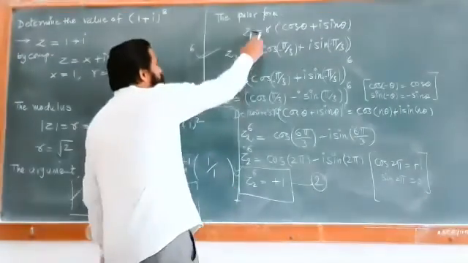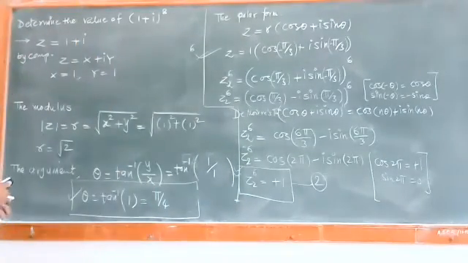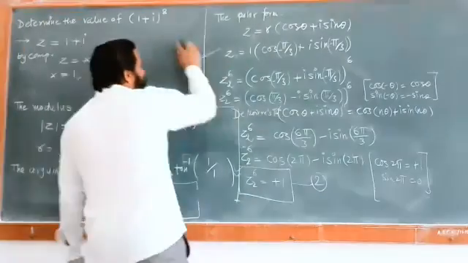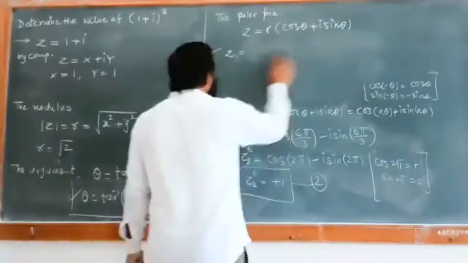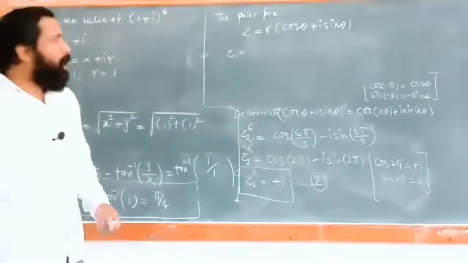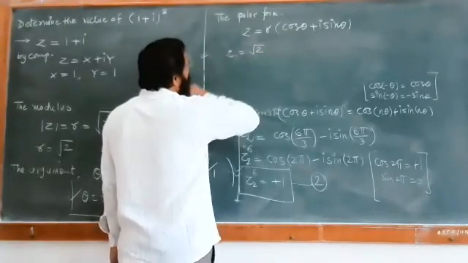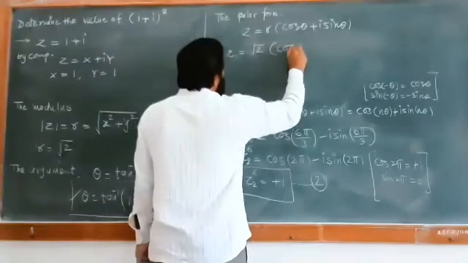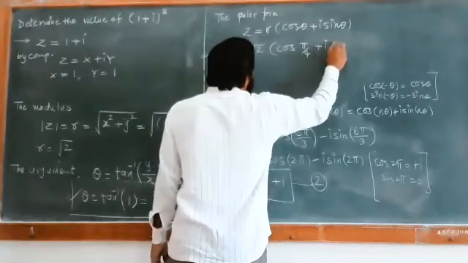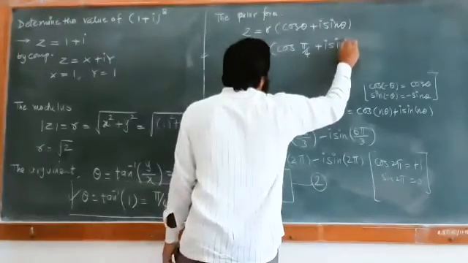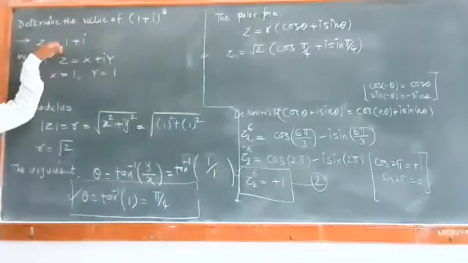So what is our polar form? The polar form is like this. We have z is equal to r into cos of theta plus i sin theta. So I can just put the values, and I can write the value of z as z is equal to r, what is r? That is nothing but root 2 into cos of pi by 4 plus i sin pi by 4. Okay, so this is the polar form of this given number 1 plus i.